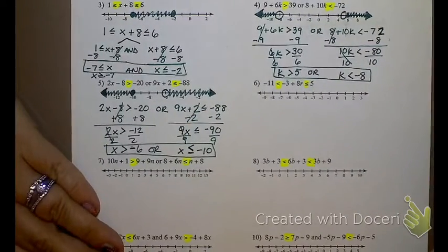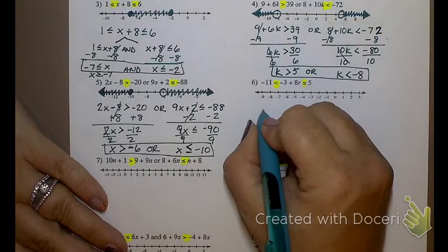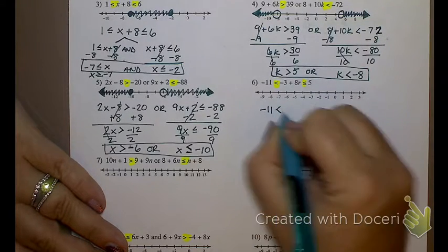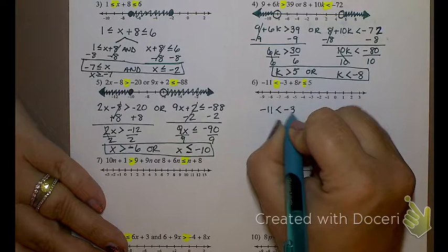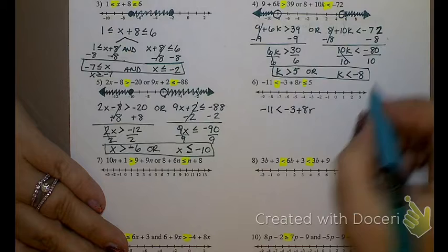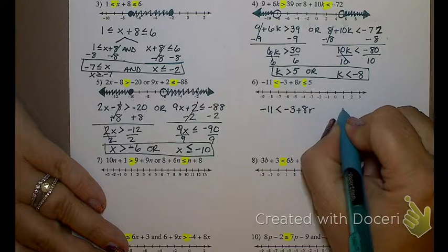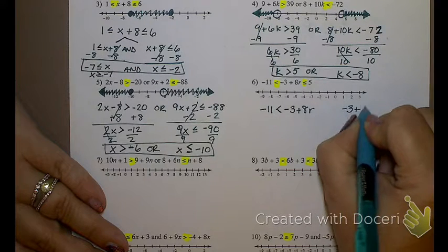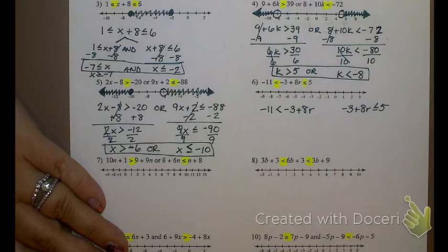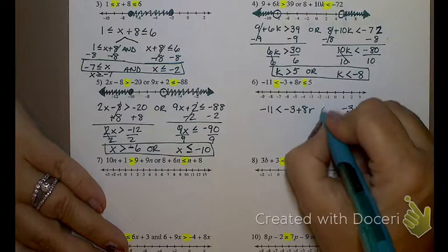All right, number 6, how do I split it up? What's my first equation? Negative 11 is less than negative 3 plus 8r. What's my second equation? Negative 3 plus 8r is less than or equal to 5. What word goes between them? And. Because remember, no word means it's an and problem.